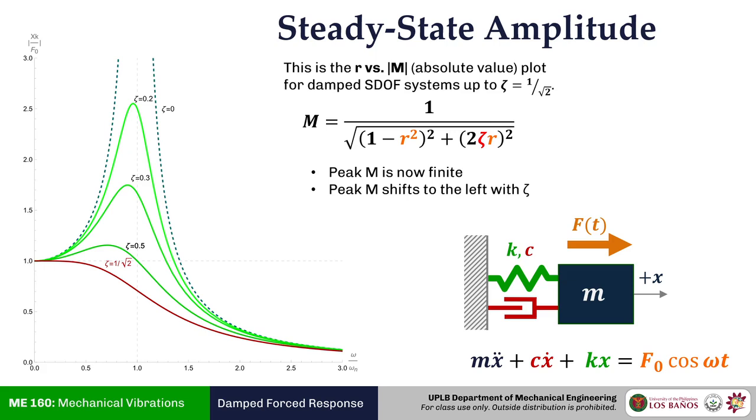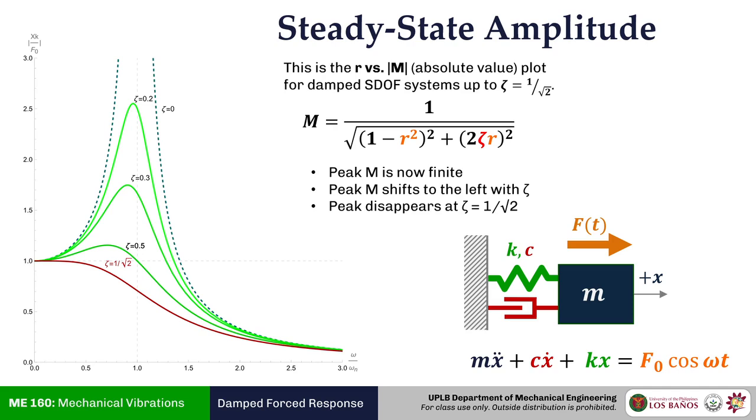And etong peak na to ay, or itong behavior na to at least, yung pakaliwang peak ay naglalast lang up to zeta equals 1 over square root of 2 or 0.707, etc. So, sir, bakit etong specific value? We will find out later kung bakit. Pero yes, that's what happens.